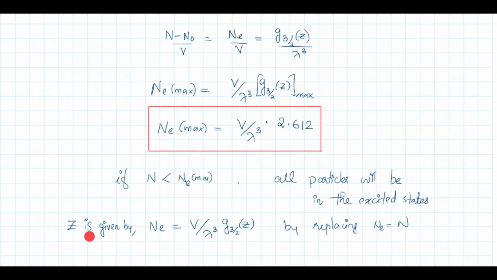And you can find the exact value of z using this expression by replacing Ne with the total number of particles in the system, N. So that will give you the actual value of z.